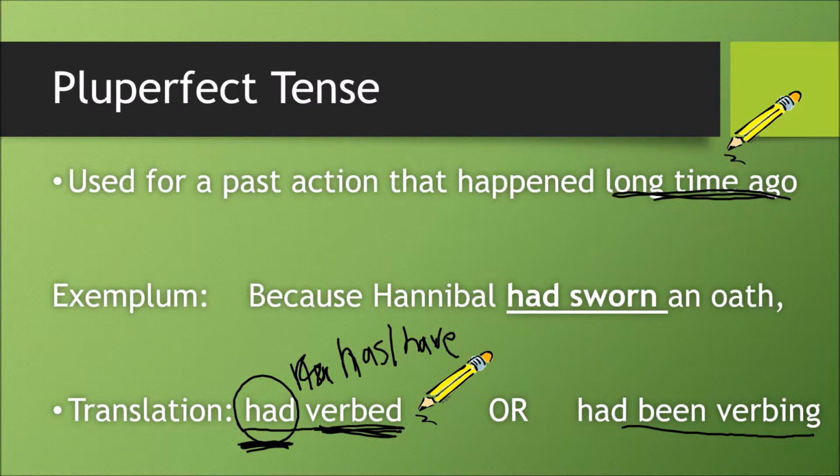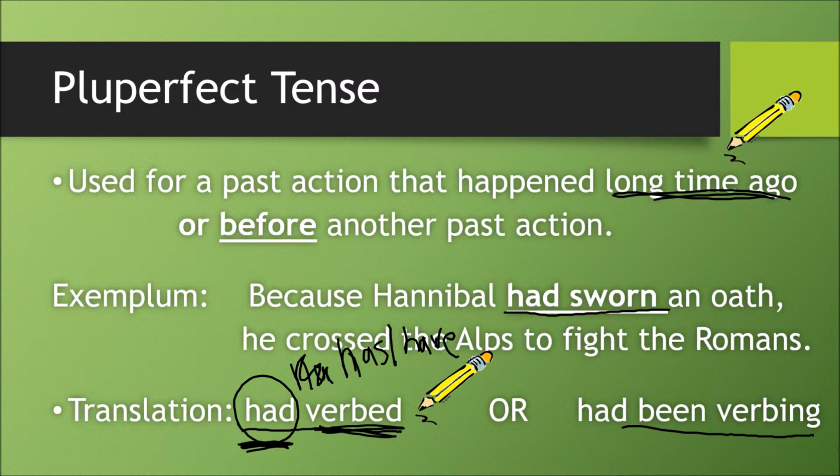For example, Hannibal had sworn an oath. Now, Hannibal had sworn this oath sometime in the mid-Republic, so that's approximately 2,500 years ago, quite a long time ago from our perspective. So we would use the pluperfect tense, the super past tense, to indicate that that action happened a long time ago.